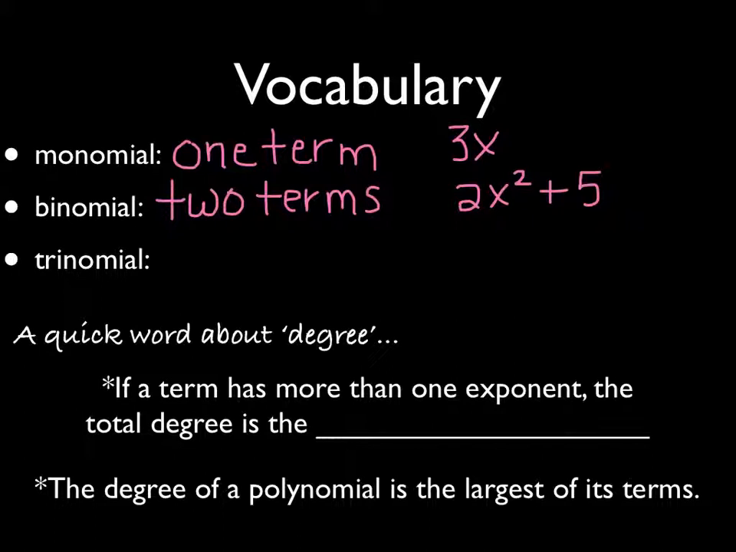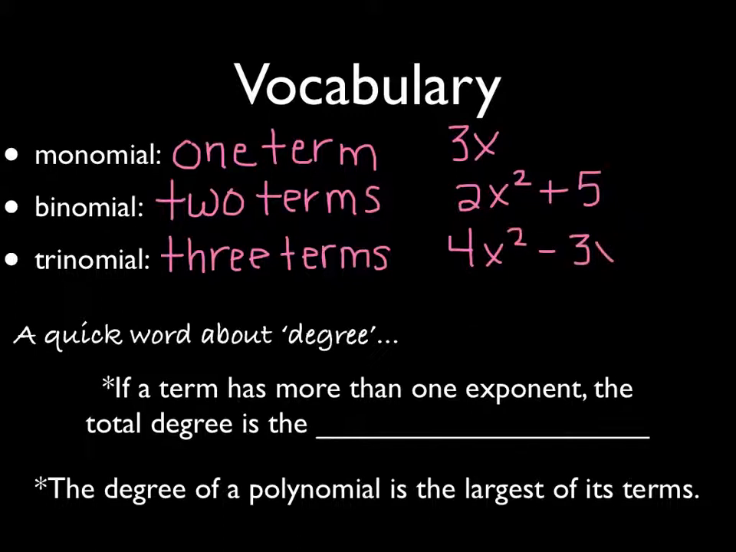And then what's a trinomial? 3 terms, okay? So like a quadratic in standard form is technically a trinomial. So like 4x squared minus 3x plus 2. That's a trinomial. Okay, 3 terms. It doesn't have to look like that. I mean, it's anything with 3 pieces to it.